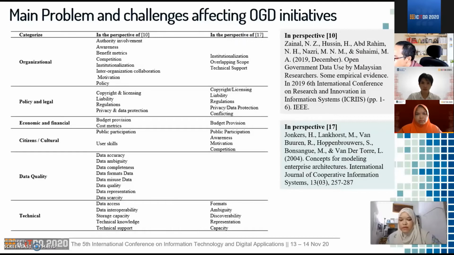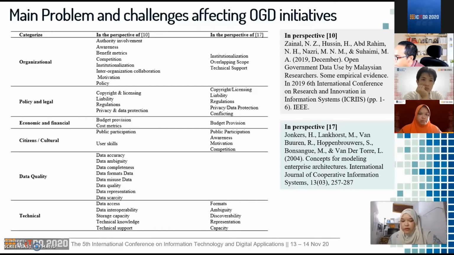Based on our keyword searching, which is related to the topic of integration and the public sector domain, MyGovEA and OGD, we found the essential information described that most of the studies on OGD highlighted the main problems and challenges affecting the OGD initiative, and there are 2 studies that highlighted the most similar OGD problems and challenges. Based on the researchers' perspective, they conclude having a similar understanding of OGD problems and challenges, categorized as organizational, policy and legal, economic and financial.